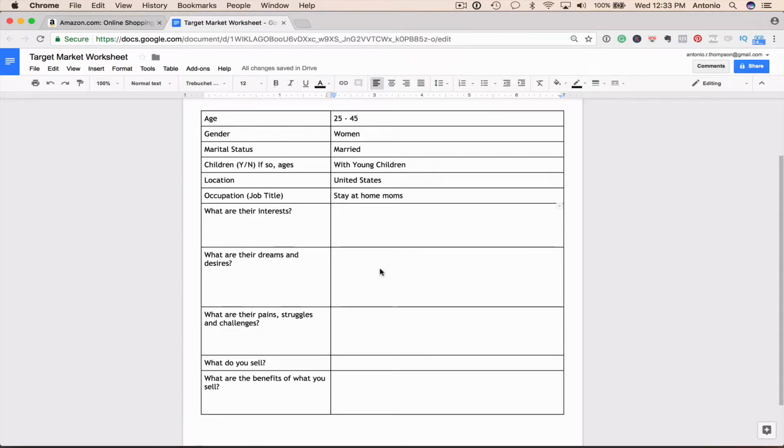Let's say their interests include traveling, healthy eating, family, parenting. Just want to throw out some things that they may be interested in: personal development, right? So let's say Jim Rohn, Bob Proctor, right? They're entrepreneurial, right? Let's just go with that.